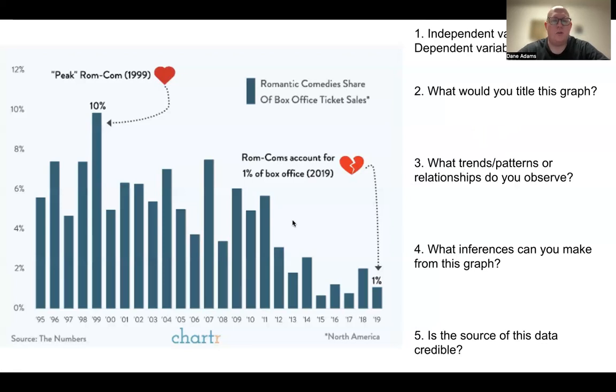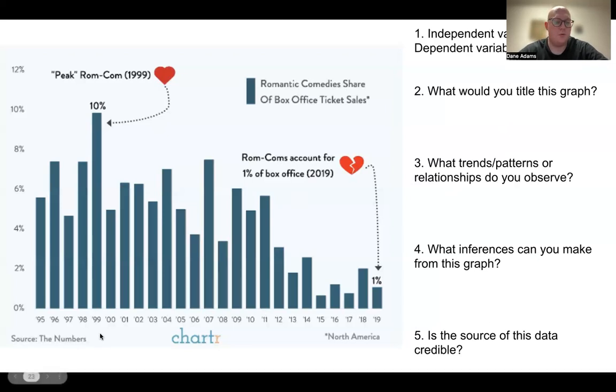Number 3, the pattern seems to be overall negative. As time goes on, the share of box office ticket sales that these romantic comedies had is generally lowering. Inferences are, apparently rom-coms aren't very popular anymore.